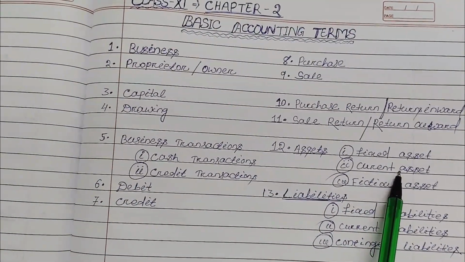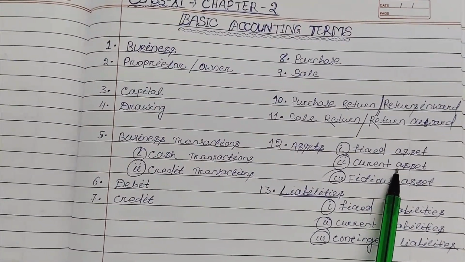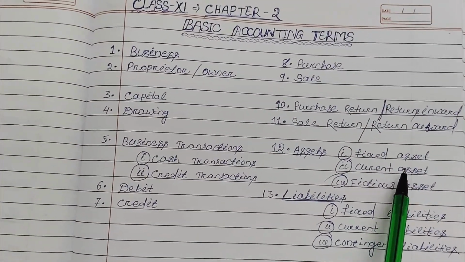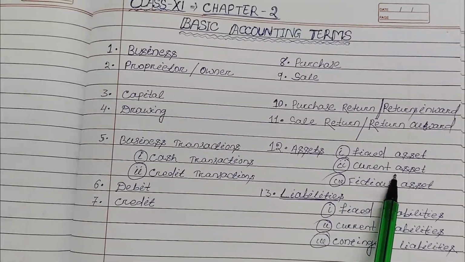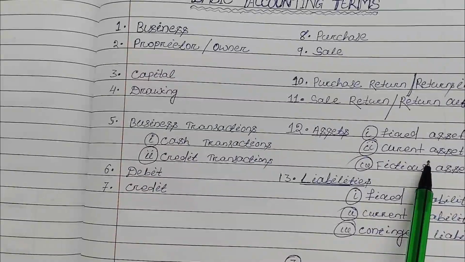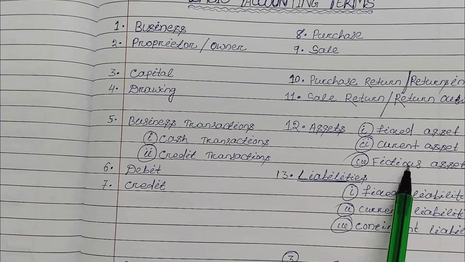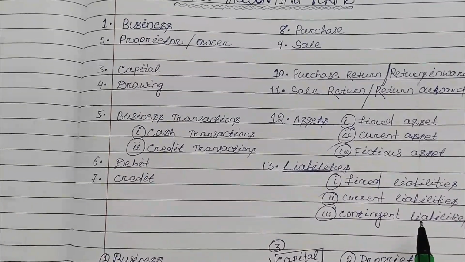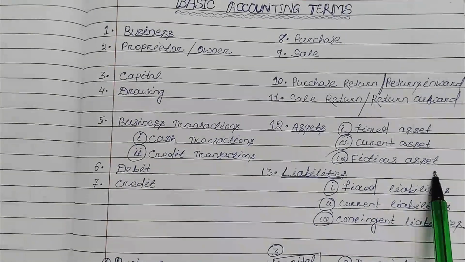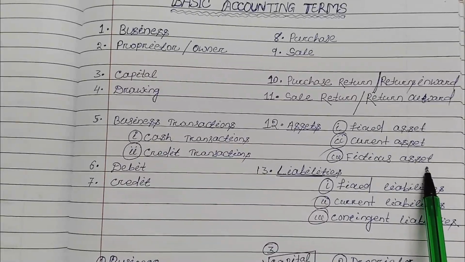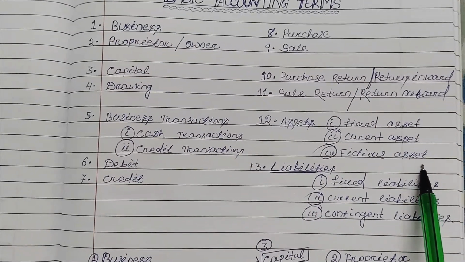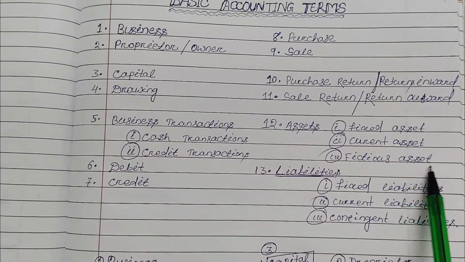Current assets are those assets which are used within the period of 1 year, also known as short-term assets. Short-term assets are like inventories, cash in hand, bills received, etc. Fictitious assets are preliminary expenses, promotional expenses, discount allowed on issue of shares and debentures. This is the fictitious assets example.